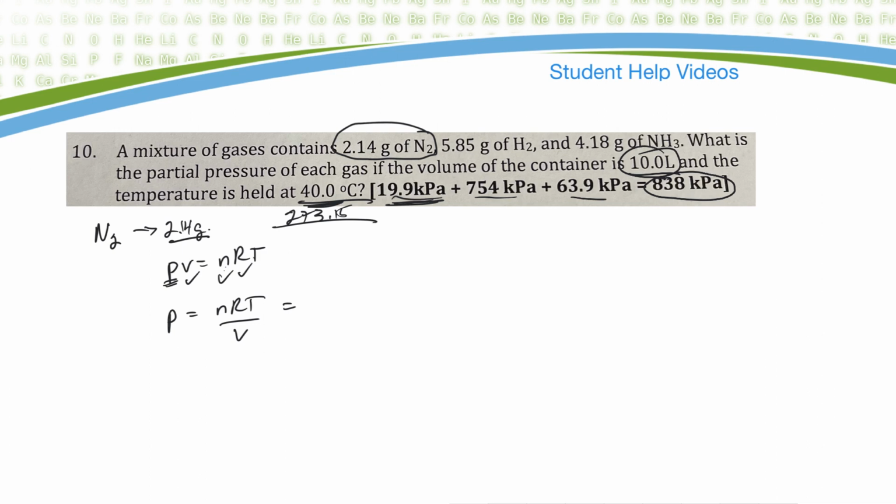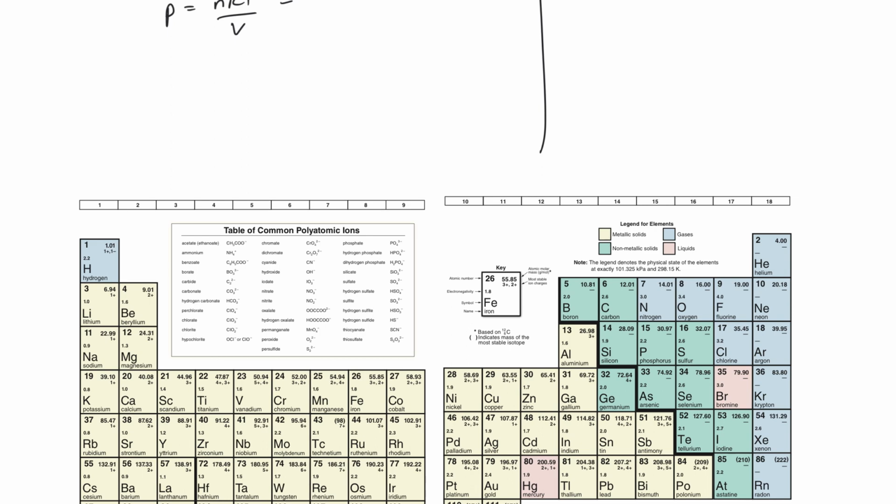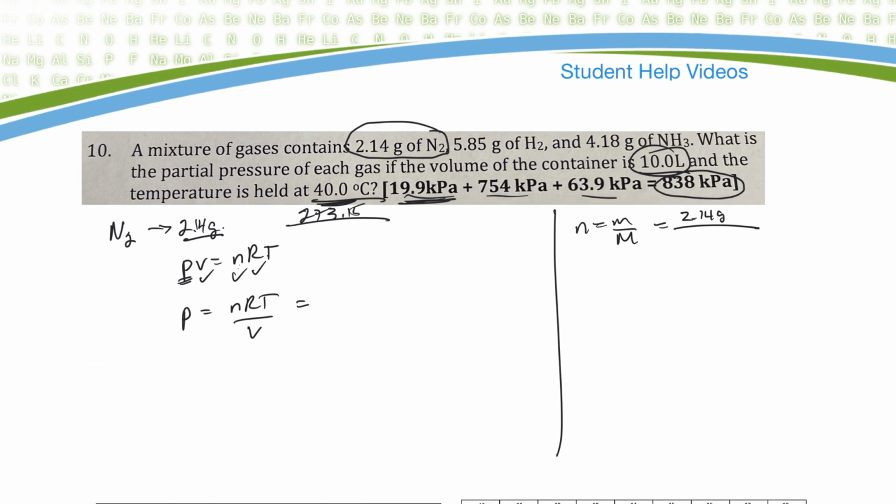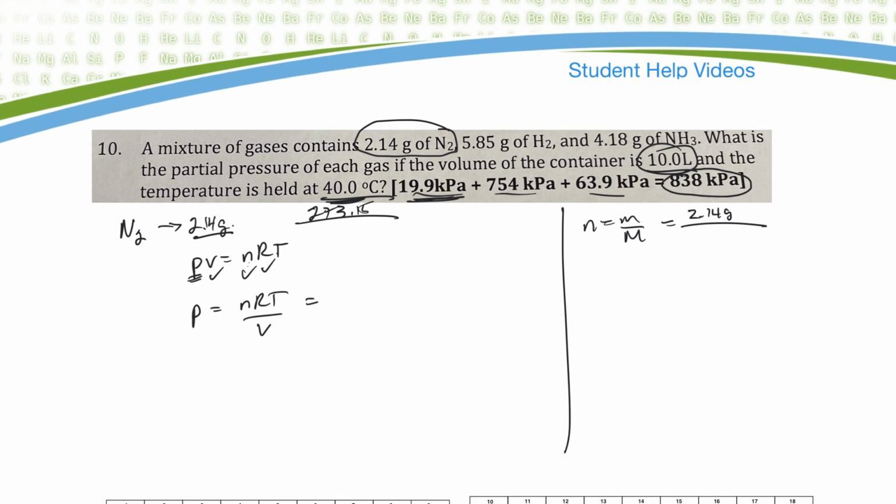Number of moles, I don't have that. So let me go over here and I'll do moles. Moles are equal to mass over molar mass. The mass is 2.14 grams divided by the molar mass of nitrogen. The molar mass of nitrogen right there is 14.01, but there's 2 of them, so it's 14.01 times 2, that'd be 28.02 grams per mole.